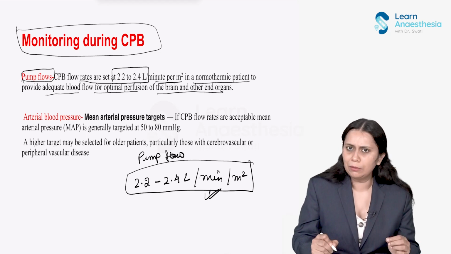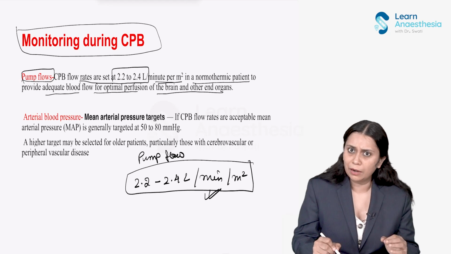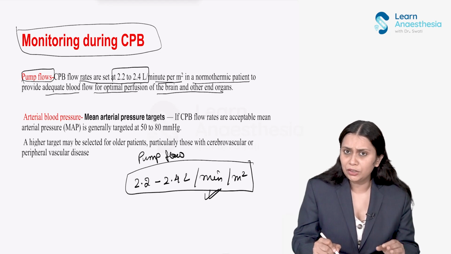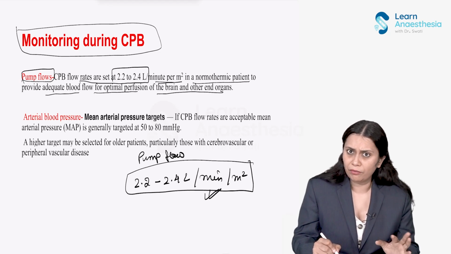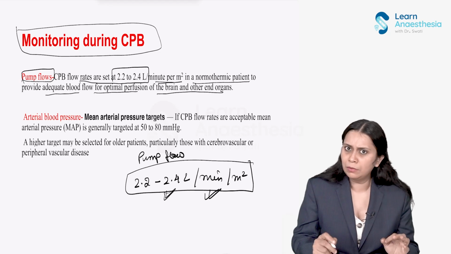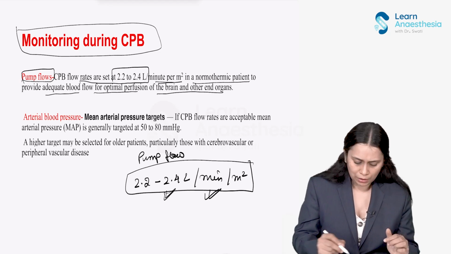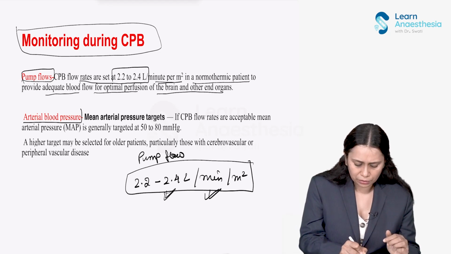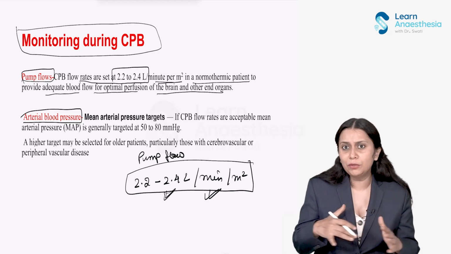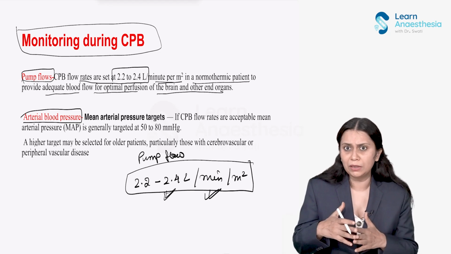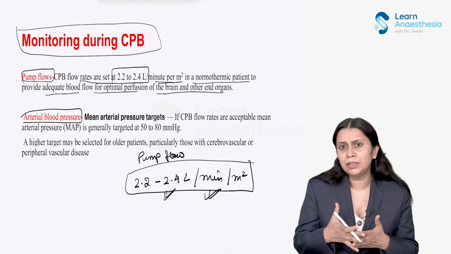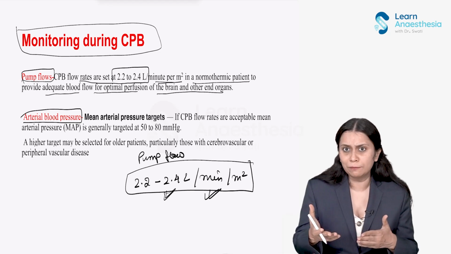If there is any problem or obstruction in the pump flow, we have to check. We have to check the connections, we have to check the cannulation, everything. So this is the minimum pump flow which we require. Then arterial blood pressure. Now the perfusion has to be maintained, the heart is stopped in diastole. So definitely the patient would not have a pulse.